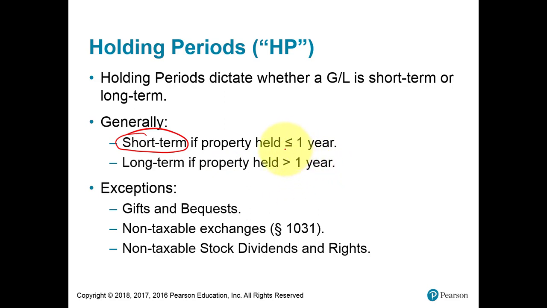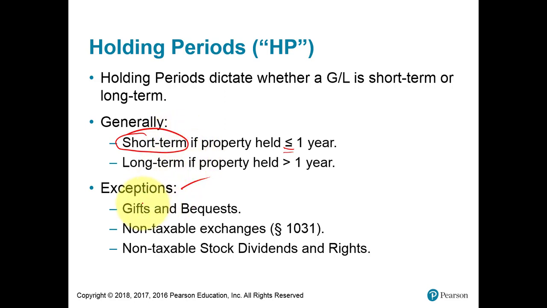Notice where the exact 1 year falls here. If it's exactly 1 year, it's a short-term gain or loss. To be able to get long-term benefits, you have to own it for more than 1 year. Or sometimes they say 1 year and 1 day, just to make sure you own it for more than a year. Of course, we always have exceptions to the general rule.